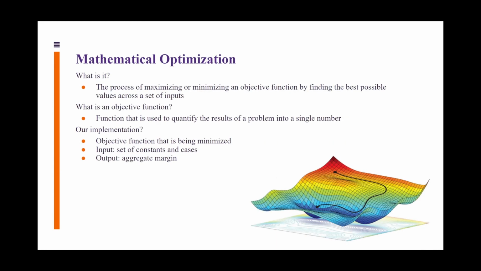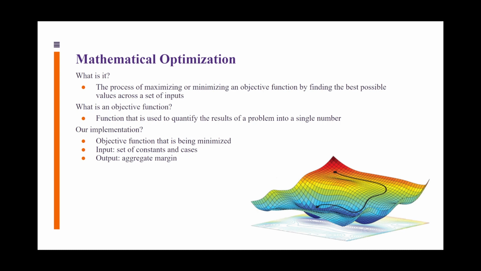So mainly in this project, we were doing mathematical optimization, which is the process of maximizing or minimizing an objective function by finding the best possible set of values across a set of inputs. So that leads to the question, what is an objective function? Well, that is a function that is used to quantify the results of a problem into a single number.